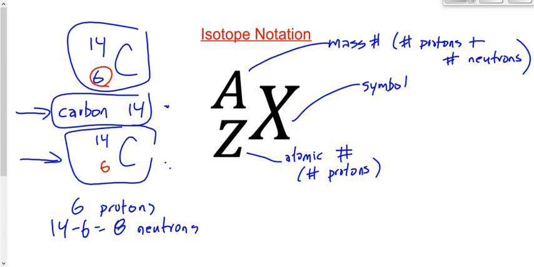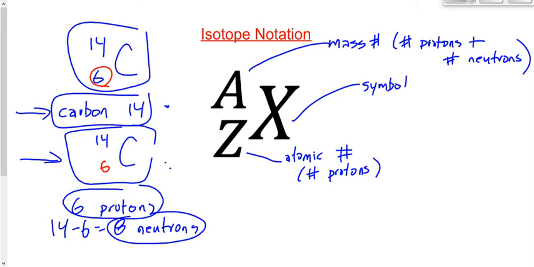How many electrons? That's an irrelevant discussion because we're not talking about the atom here. We're talking about the nucleus. And there are no electrons in the nucleus. We're talking about just protons and just neutrons. Isotope notation gives us all of that information, combined sometimes with our periodic table.